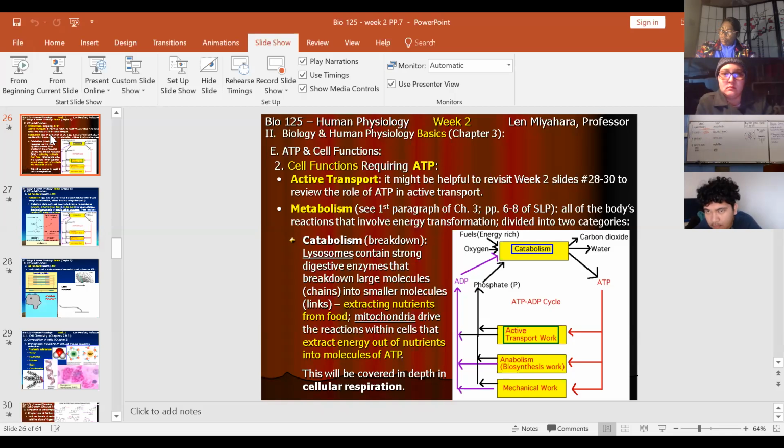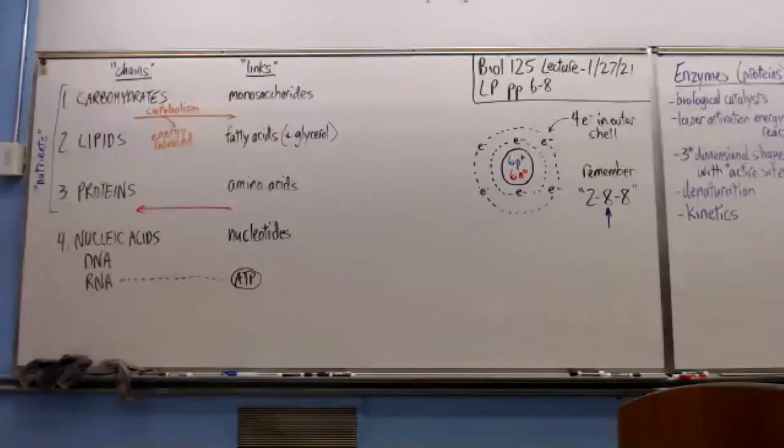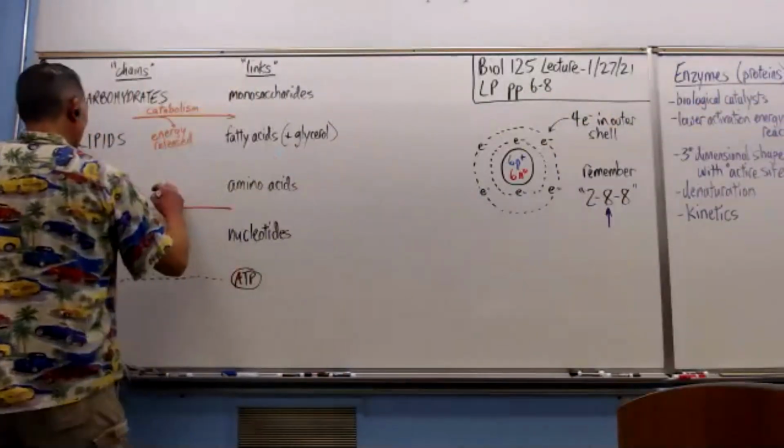And then the other one is just the opposite, and that's building up. When you're building up, you're going in this direction. Does this help understanding catabolism and anabolism, the building up and the tearing down, with this concept of links and chains? So here's catabolism here, here's anabolism here. And this is what it means on the whiteboard.